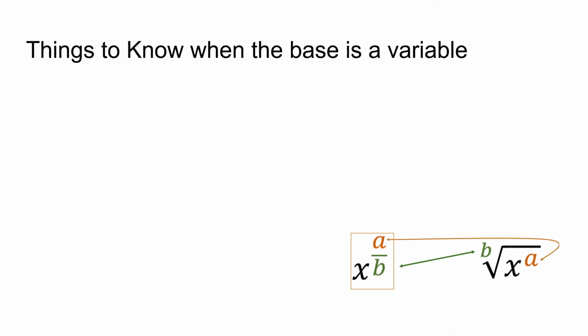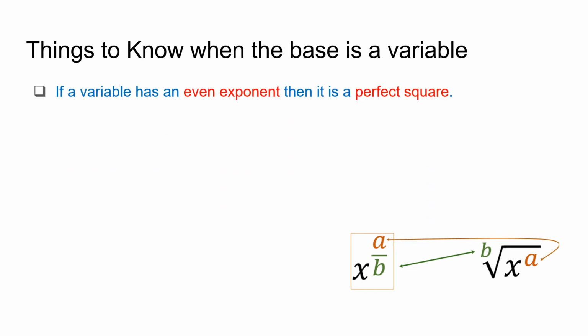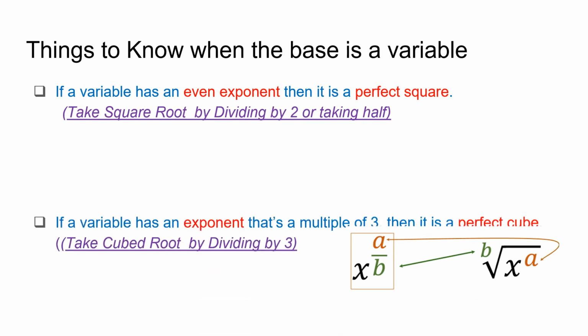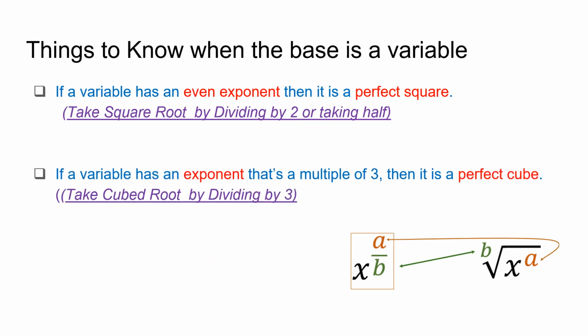All right, so what do we do when our base is a variable? Some things to note. If a variable has an even exponent, then it is a perfect square, and to take the square root of it, you simply divide by 2, or take half of that exponent. But what if your variable's exponent is a multiple of 3? Then it is a perfect cube, so you would just take the cube root by dividing that exponent by 3. And remember, this is just referring to the exponents. So let's try a few problems.